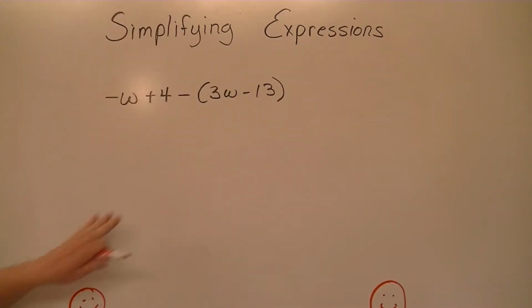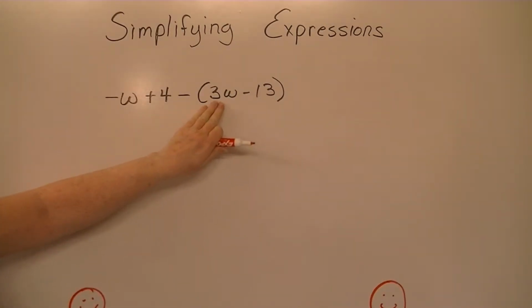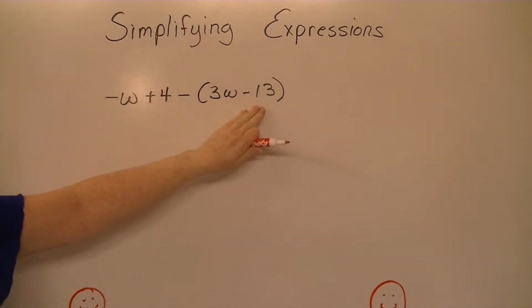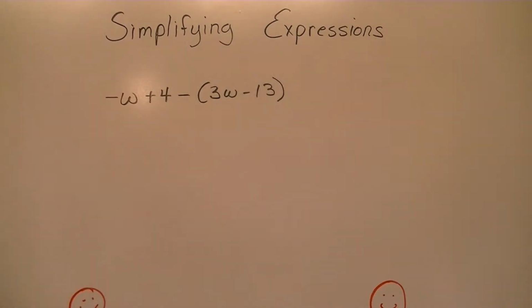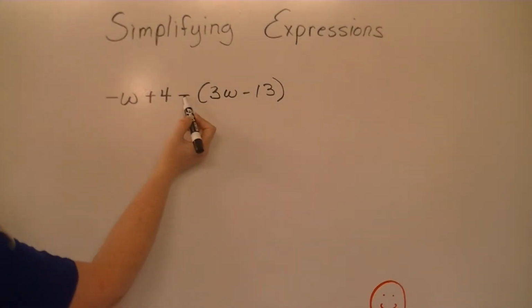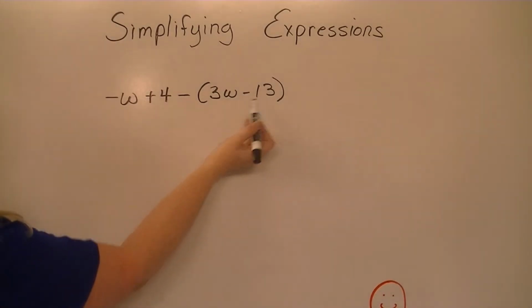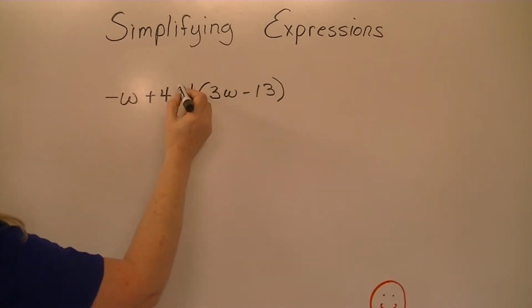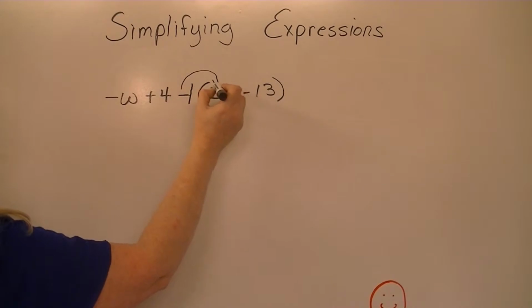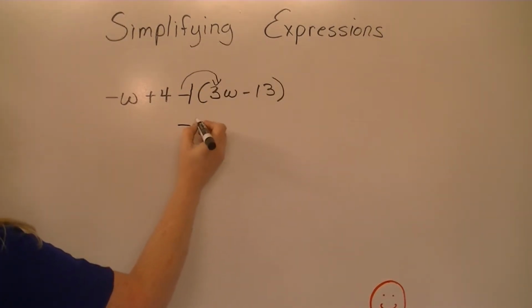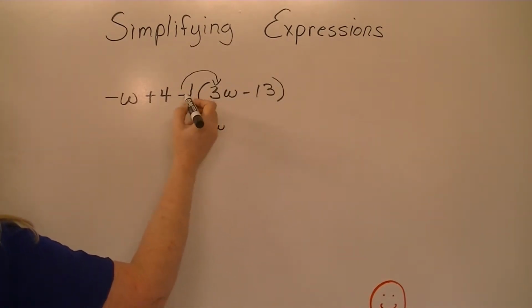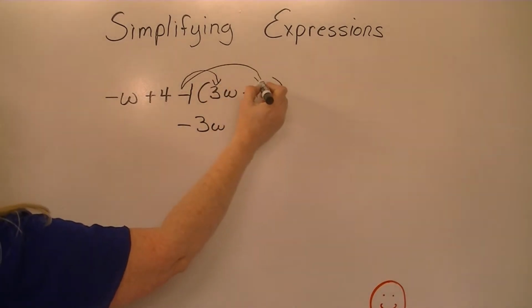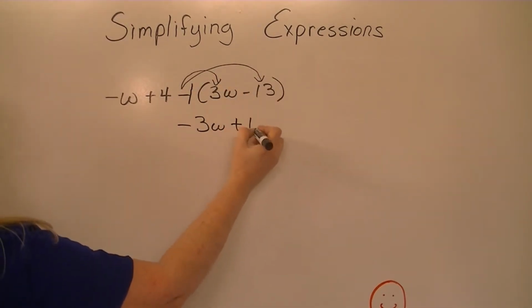Let's try another one. Again, I'm going to focus on my parentheses. I have a 3w and a negative 13. There's nothing that I can do to combine those. But there's a negative out here waiting for these. If I think about it like a negative 1, then negative 1 times 3w would be negative 3w. And negative 1 times negative 13 makes it positive 13.